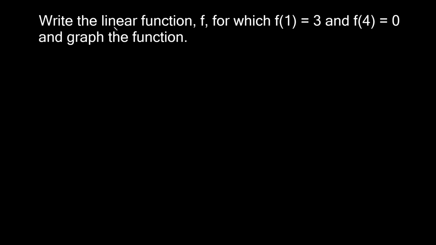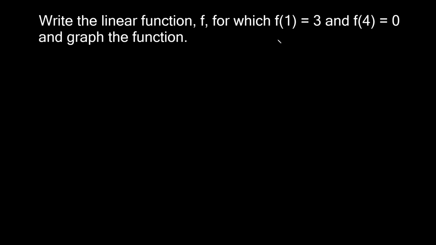This one says: write the linear function f for which f of 1 is equal to 3 and f of 4 is equal to 0, and graph the function. Okay, so let's start with writing the linear function. As you can see, it gives us two values of the function: f of 1 is equal to 3 and f of 4 is equal to 0.